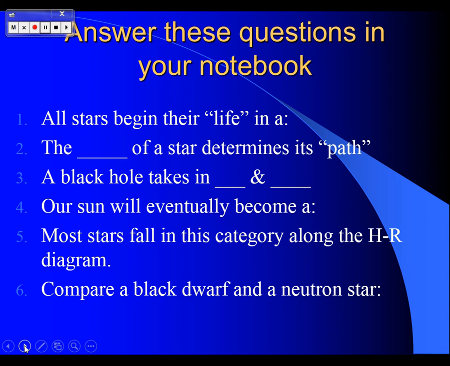You have 6 questions that you need to answer in your notebooks. Question 1: All stars begin their life in a blank. Number 2: The blank of a star determines its path or its cycle. Number 3: A black hole takes in blank and blank. Number 4: Our sun will eventually become a blank. Number 5: Most stars fall in this category along the HR, or Hertzsprung-Russell, diagram. And number 6: Compare a black dwarf and a neutron star.